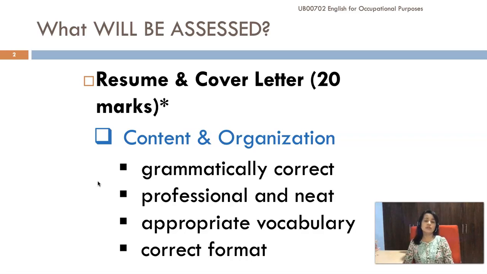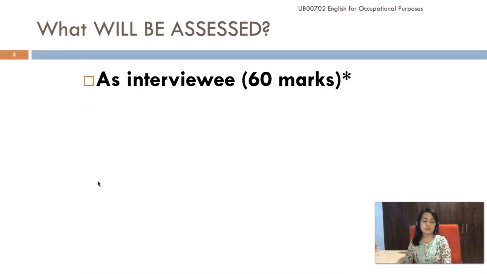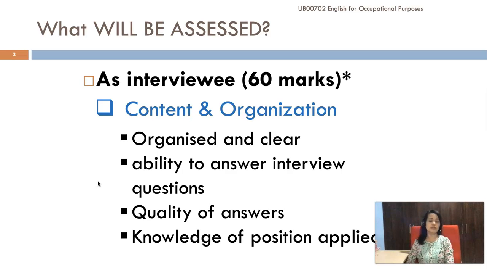A bigger part of the assessment for the interview actually falls onto your role as an interviewee. You will see in this next slide that as an interviewee, 60 marks will be awarded to the total 80 marks for the interview assessment. As an interviewee as well, there are a few aspects or criteria that we will be looking at. The first one is, again, content and organization, because we will be focusing on whether you have given contents that are organized and clear in terms of structuring them when you're presenting them.